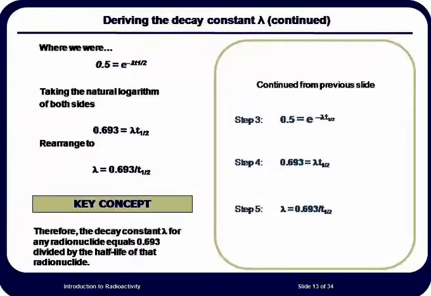If we take the natural logarithm of both sides of the equation and solve for lambda, we get lambda, the decay constant, equals 0.693 divided by the half-life of the radionuclide. Two key concepts have been presented here. The first is that the half-life is the time it takes for a group of radioactive atoms to decay to 1/2 of their original number. The second is that the decay constant is equal to 0.693 divided by the half-life.